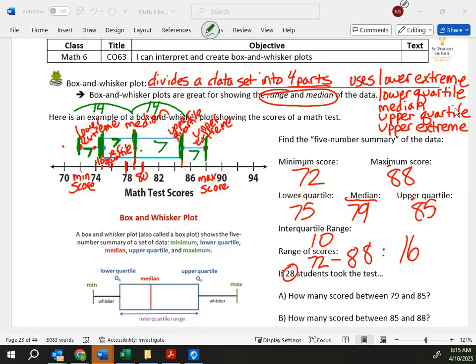How many scored between 79 and 85? So here's 79 and 85. We already filled in our numbers. How many kids scored between 79 and 85? How many scored in that range? Emma? 7. How many scored between 85 and 88? Sarah? 7.